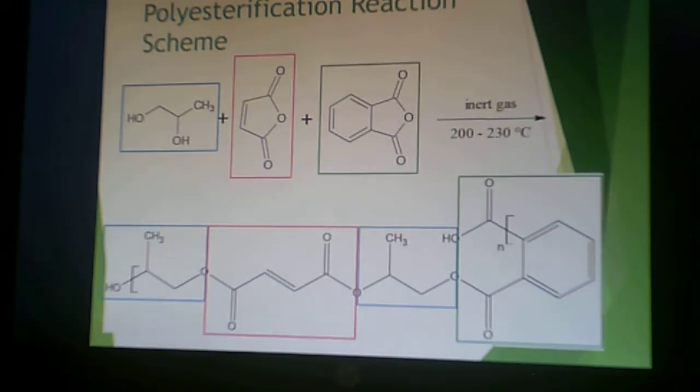So this is your reaction scheme, and this is handy dandy, color coded for your viewing pleasure. So this is your glycol. Again, this is a secondary glycol. Your methyl group is there. This is your maleic anhydride. This is your olefinic unsaturation here. And this is your isophthalic acid. So this gives you water resistance, but it doesn't participate in cross-linking. So this is a terpolymer.